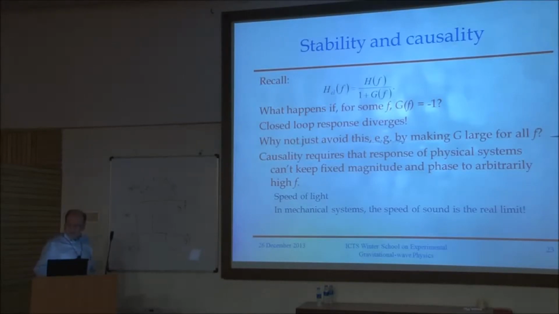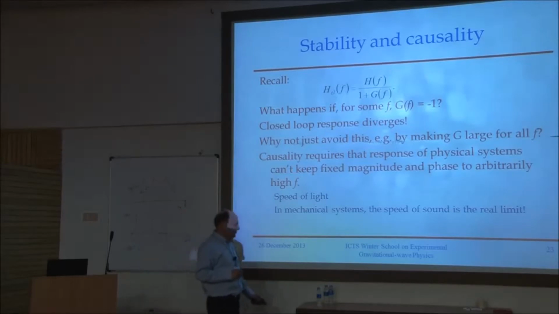So we know that we have to think about the possibility of instability, because it's easily possible to make G be minus 1. And so formally, that denominator diverges. And here is a case where, to a very good approximation, we have in fact naturally stumbled into a situation where a good part of our frequency range has G equals minus 1.